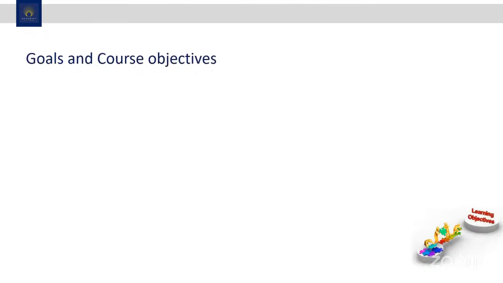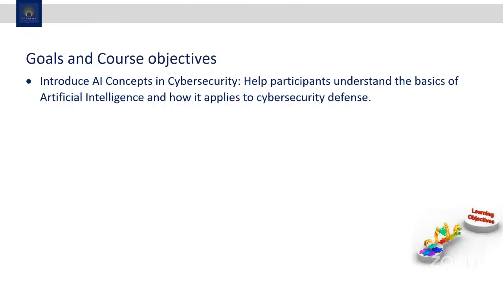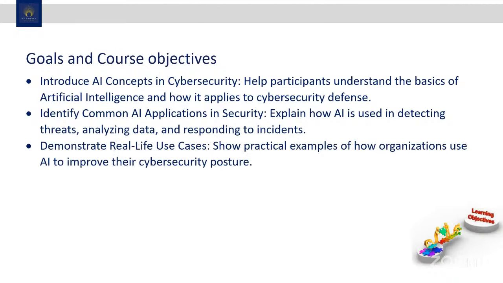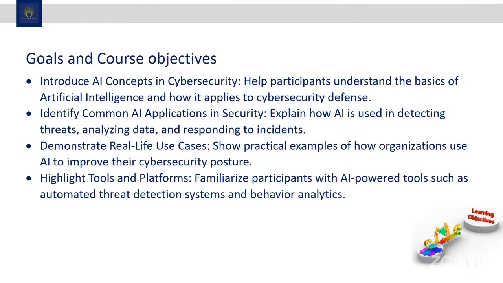So, what are the goals and objectives of this course? One of the major goals is to introduce AI concepts in cybersecurity, and our aim is to help participants understand the basics of AI, as in artificial intelligence, and also how it applies to cybersecurity defense. We also identify common AI applications in security and explain how AI is used in detecting threats and also responding to incidents. We'll also be telling you some real life use cases and showing you some practical examples of how organizations use AI to improve their cybersecurity posture.